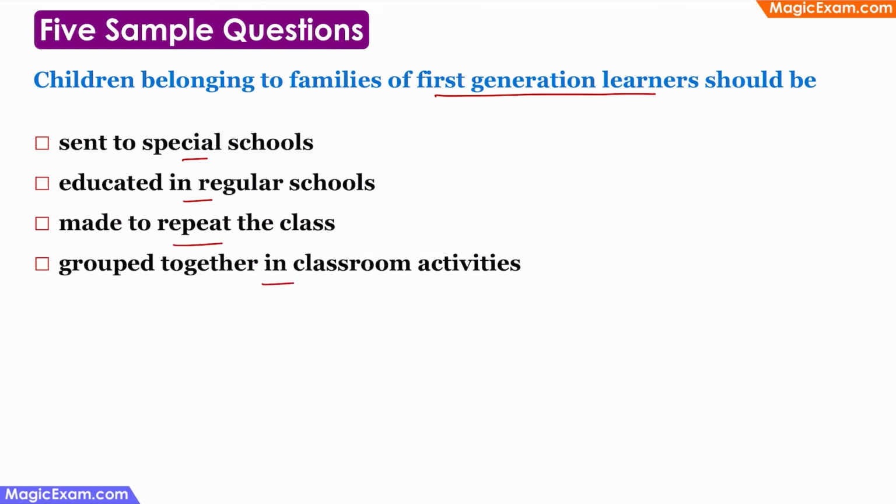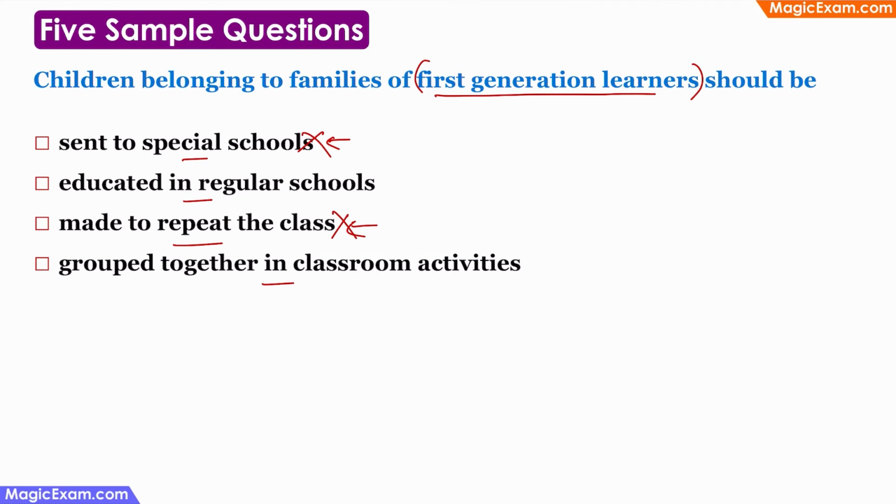Now, one of the things that we have studied in this particular video is that all schools are inclusive schools. Right? Therefore, first generational learners, that is, children whose parents are not educated. Therefore, these children are the first generation to go to school. So, should we put them in special schools? No. Should we make them repeat some classes? That doesn't make any sense.